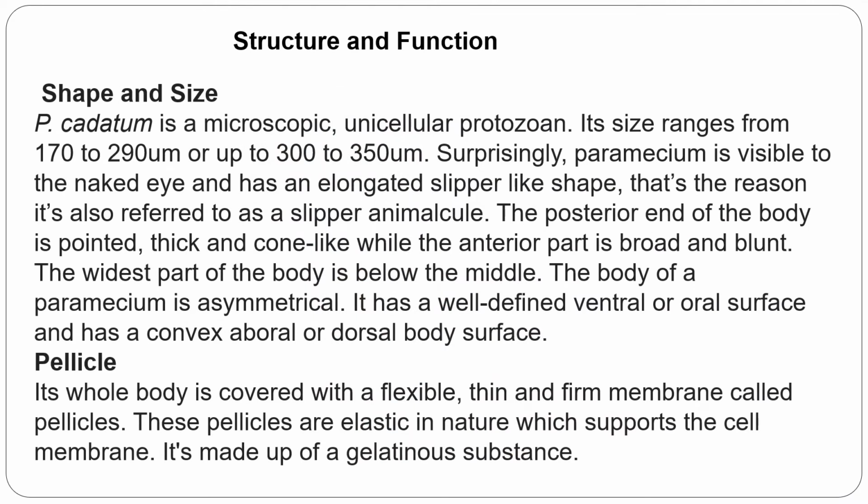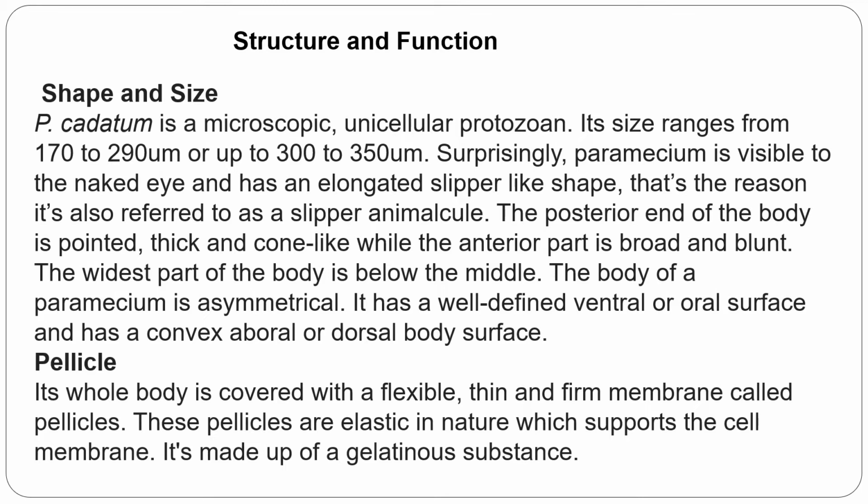Let's come to know the structure and function. Shape and size: Paramecium caudatum is a microscopic unicellular protozoan. Its size ranges from 170 to 290 micrometers, or up to 300 to 350 micrometers. Surprisingly, Paramecium is visible to the naked eye and has an elongated slipper-like shape. That's the reason it's also referred to as a slipper animalcule.